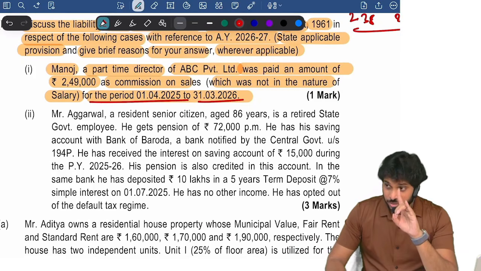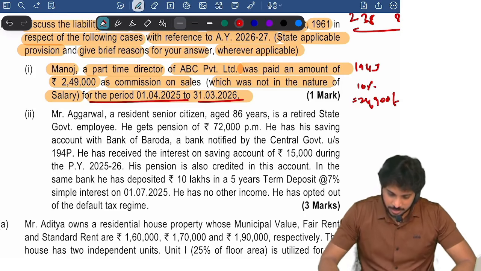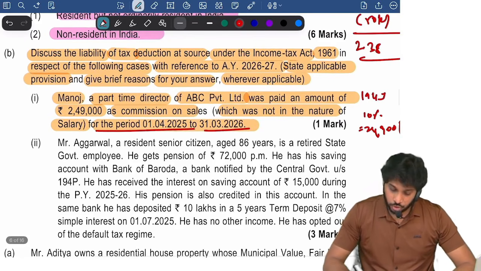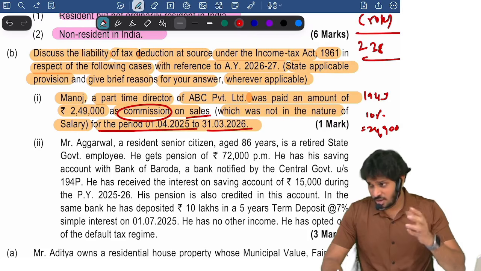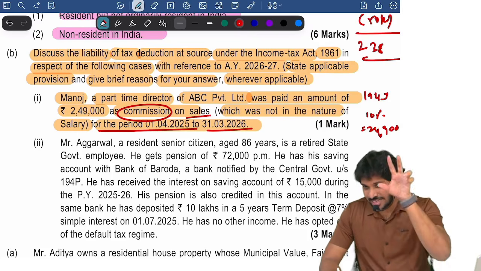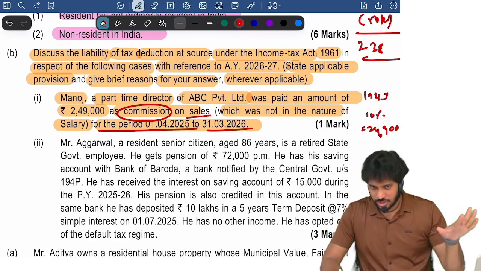Any amount paid to a director comes under director remuneration. Okay, therefore 194J, 10%, 24,900 TDS is applicable. Correct? The company has to deduct TDS under 194J, though you may call it commission, yes or no? Technically, if you call it commission on sales, there is a logic, the other way also. 194H can also be applied. But since it is paid to a director as part of director remuneration, we may apply 194J.